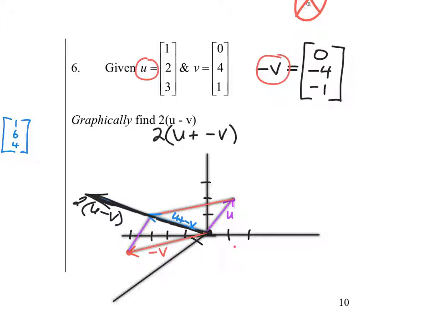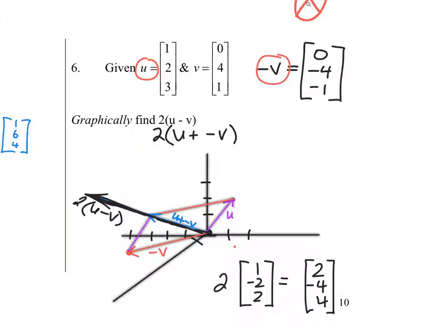So 2 times, if I add these two vectors together, I'm looking at 1, negative 2, 2, which ends up being 2, negative 4, 4. Now that's one of those things where you're like, yeah, I guess. Like 2, negative 4, 4. Is that what this looks like?